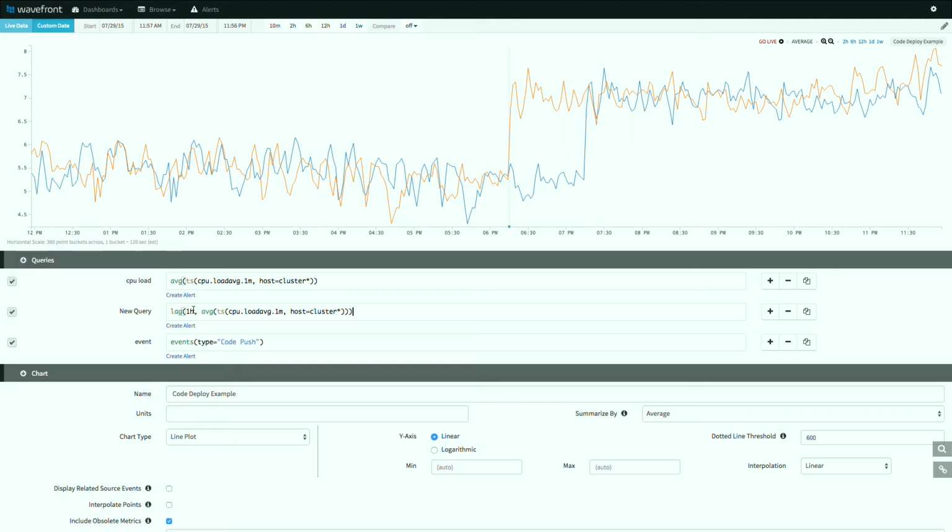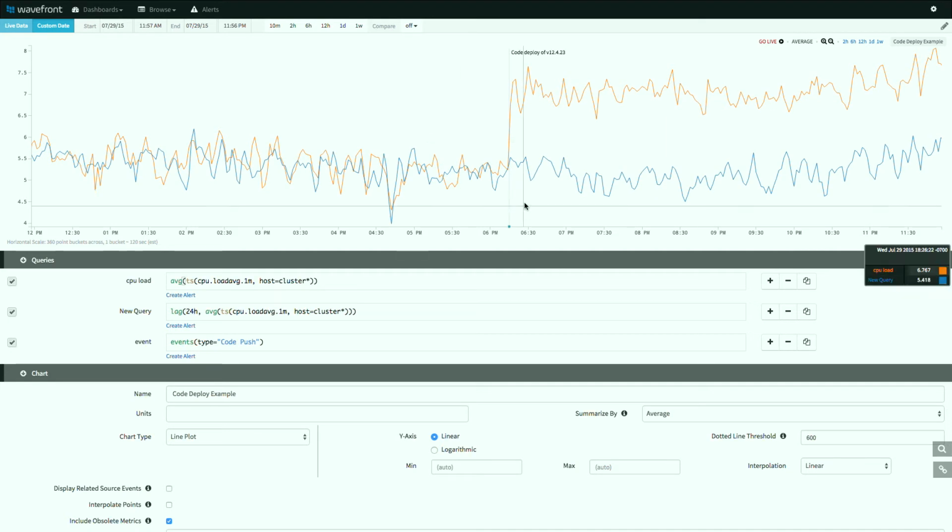Now, if I want to, I can look at day over day by doing a 24-hour lag. And now I can see that yesterday in blue, the CPU load average didn't change at all at 6 p.m. This does not happen every day at 6 o'clock, right? It seems to be connected to our code release. And we can go back to a week ago, we can go back to a year ago. It's just as fast as looking at yesterday.